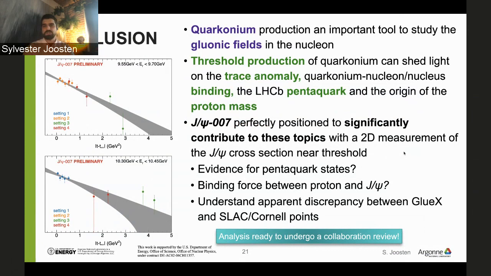states, or what kind of limits do we set? What is the binding? Can we constrain the binding force between the proton and the J/psi from the t dependencies that we measured? And can we understand the apparent discrepancy between the Blue X and the old SLAC and Cornell points? And the analysis is ready to undergo a collaboration review.